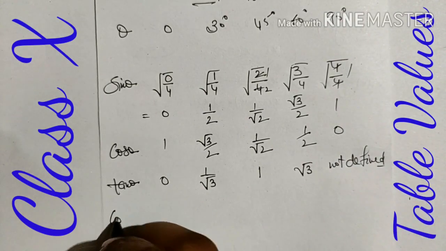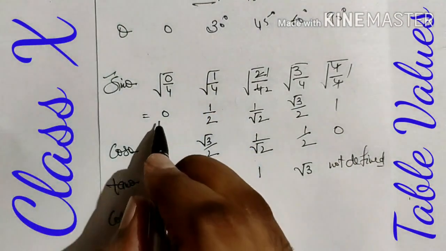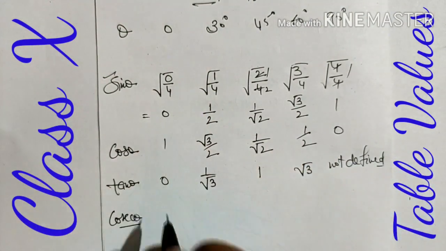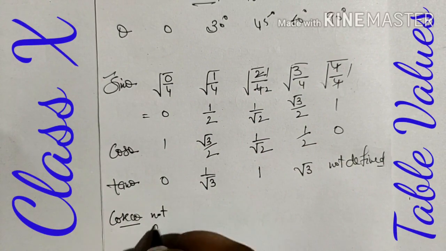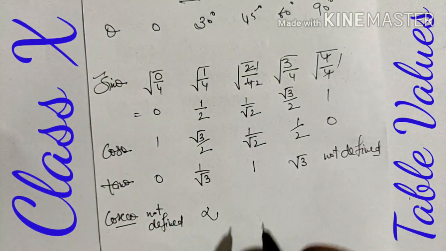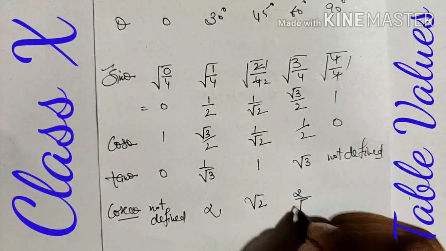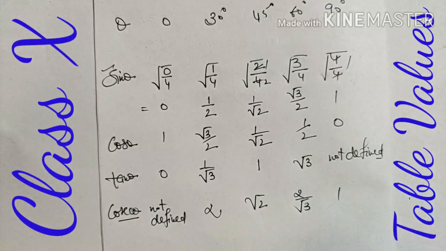Now, cosecant theta, we know that this is the reciprocal of sine theta. So make the reciprocal of the values. Reciprocal of 0 is 1 by 0, which is known as not defined. Reciprocal of this becomes 2. Reciprocal of this value becomes square root 2. Reciprocal of this becomes 2 by square root 3. Reciprocal of 1 is 1.